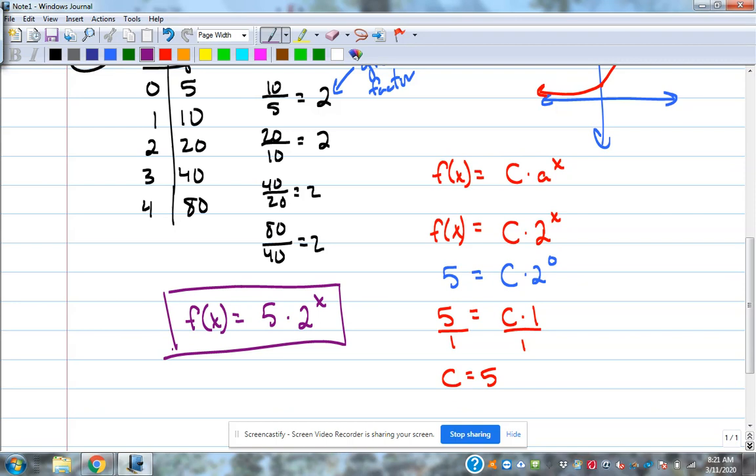If you don't have an ordered pair with a 0 as the x value, you can use any of them to get there. If I had used 1, 10 and plugged it in for x and y, I'd have had 2 to the first power. C times 2 to the first power is equal to 10. Divide by 2, and C is still 5. No matter what you do, it's always just easier when there's a 0, which would be a y-intercept. C is usually your y-intercept.